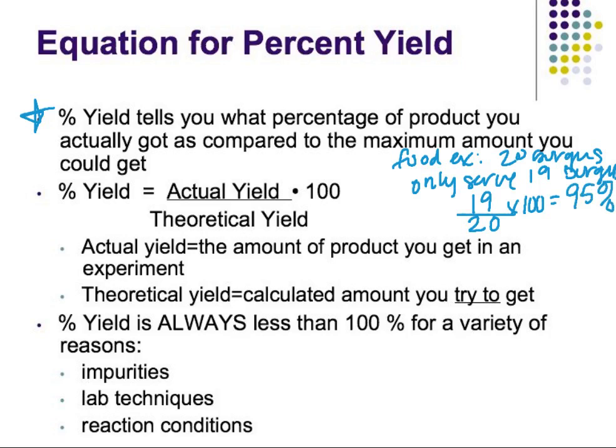Now, in chemistry, that would be really, really good. But in real life, that's kind of bad to lose a burger. Hopefully, there weren't 20 people wanting to eat those 20 burgers. But whatever. Just an example.